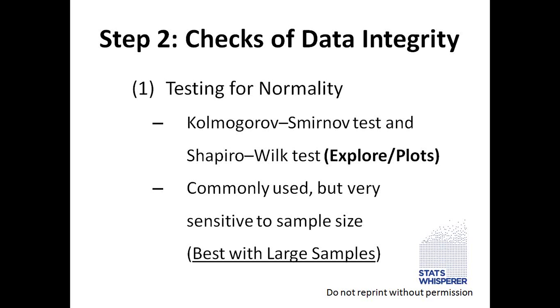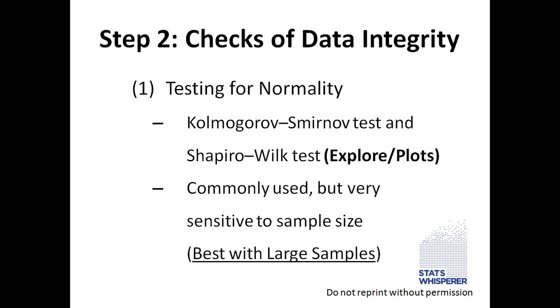So there are two ways we're going to do this. The first way is with actual statistical testing. The tests are the Kolmogorov-Smirnov test, which is hard to say, and the Shapiro-Wilk test. These are good and widely used, but they're best with large samples.